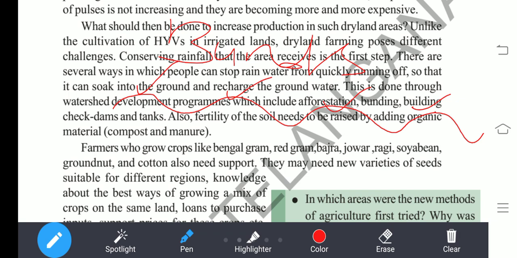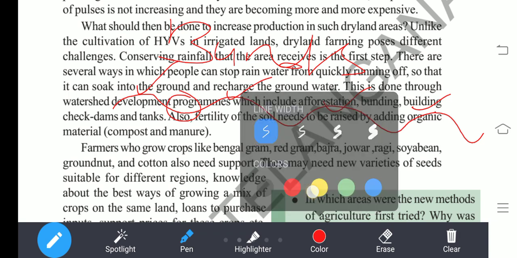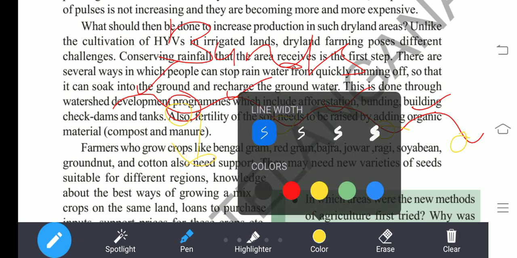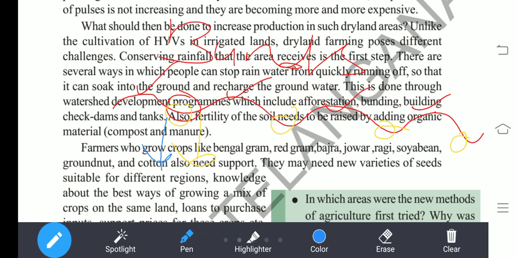So what happens when rainwater flows? When rainwater flows from this area, you will find that there is some shallow part here, which I am showing in yellow color. What happens here? When the water comes to this area, there will be much time for the soil to absorb it and increase the groundwater level. So these are called bunds.